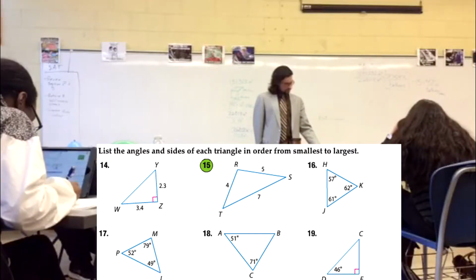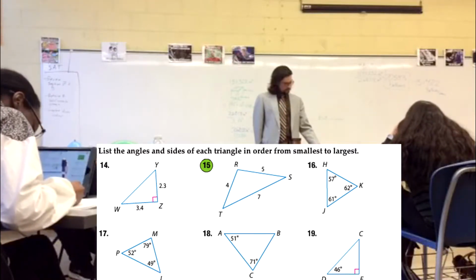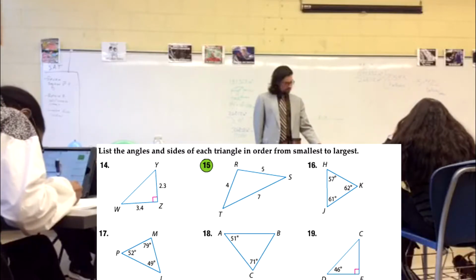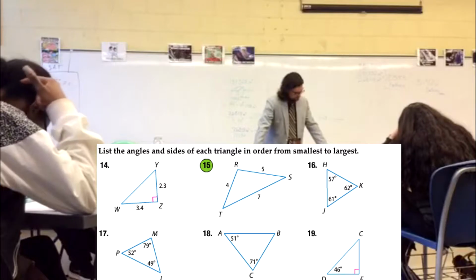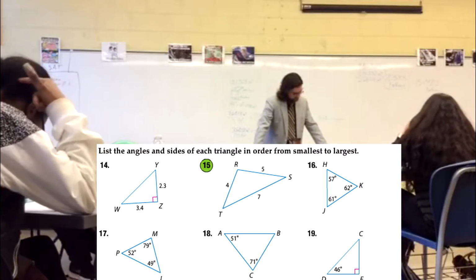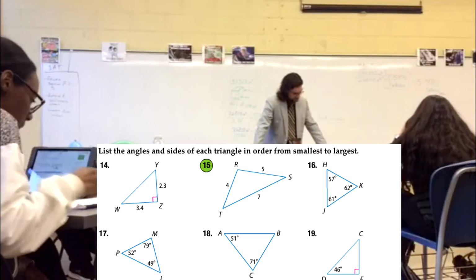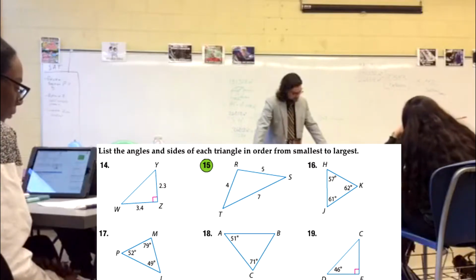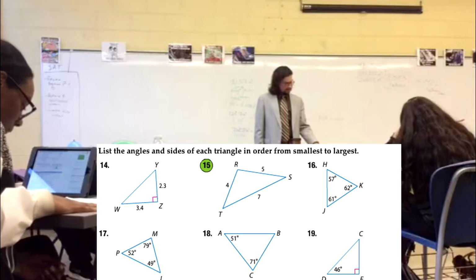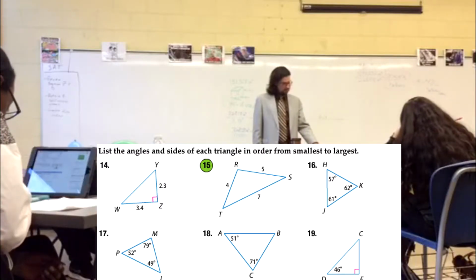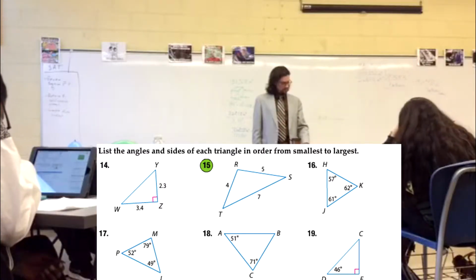Number 14. Angles, smallest to largest, WYZ. Sides, YZ, WZ, WY. 16. Angles, HJK. Sides, JK, HK, HJ. 18. Angles, STR. Sides, RT, RS, ST.